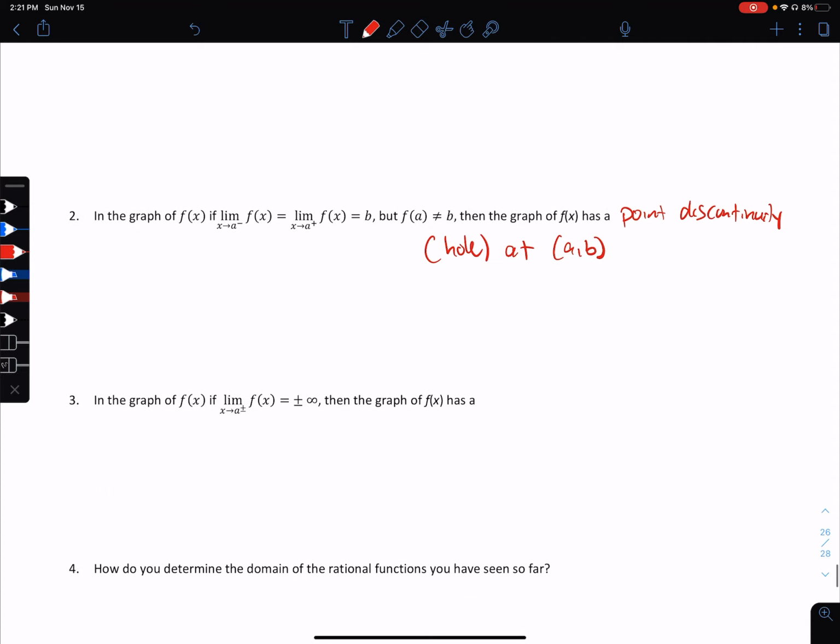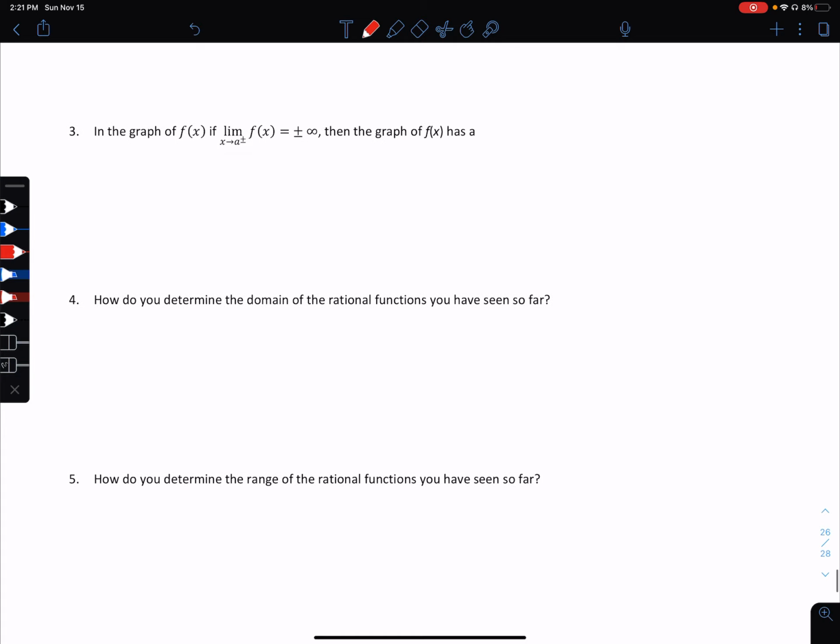In the graph of f of x, if the limit of f of x as x approaches a from the right or the left, doesn't matter which one, is equal to positive or negative infinity, doesn't have to be both, then the graph of f of x has a vertical asymptote at x equals a.